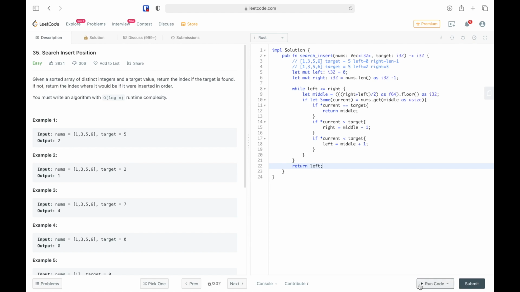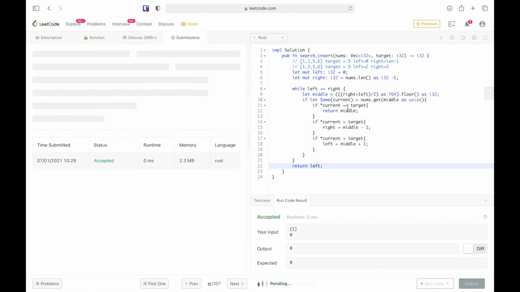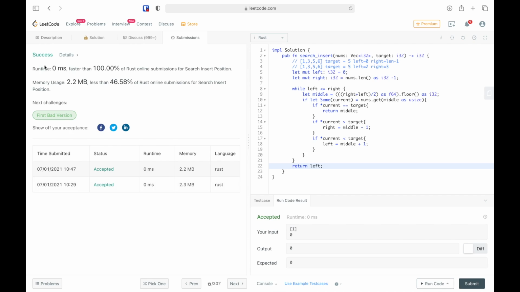And then we're going to see if we get any errors. So we're going to run it. Okay, I should have just submitted. Okay, let's submit it and see what result we get. Okay, perfect.